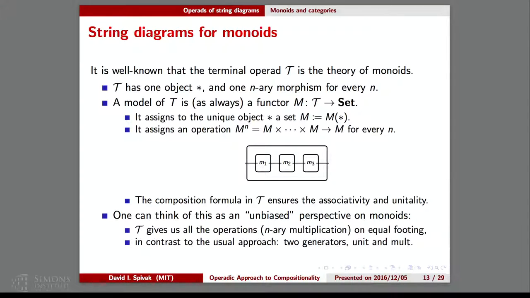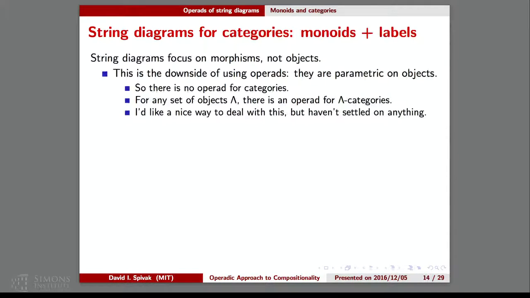So we can think of this as kind of an unbiased perspective on monoids, in the sense that instead of thinking about two generators for monoids, namely we have a unit, we have a multiplication, and we have some rules about associativity, so that's the generators and relations approach, it's an unbiased approach in that it puts all the operations, whether it's multiplying one or two or three or n things together, on equal footing. Now, unbiased sounds good, like everyone should be unbiased, but that's not true. You don't have to be unbiased. You can have biases. It's very convenient for calculation to have biases, but it's sometimes good to be able to be unbiased also. So I'm not trying to use that as a positive word. I'm just trying to use it as a descriptive word.